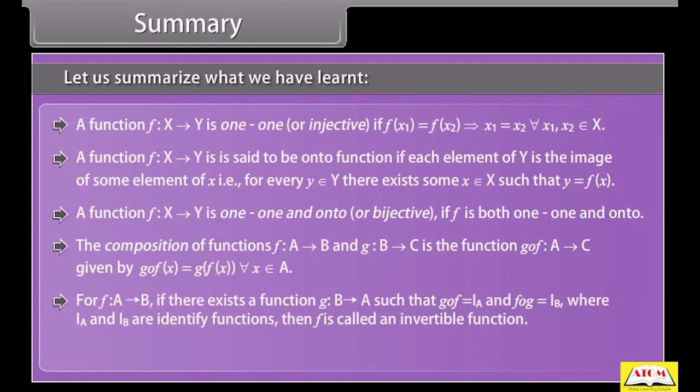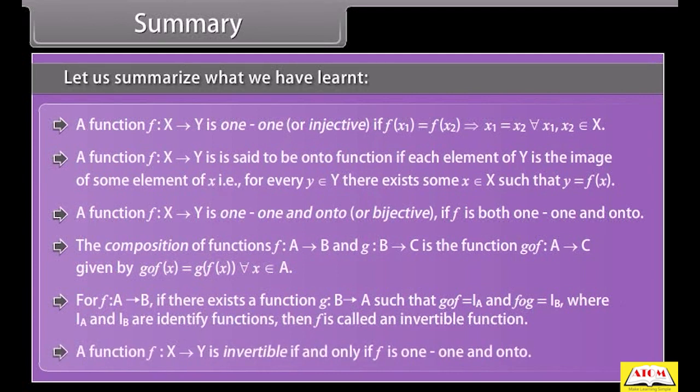For function f from A to B, if there exists a function g from B to A such that g o f equals I_A and f o g equals I_B, where I_A and I_B are identity functions, then f is called an invertible function. A function f from X to Y is invertible if and only if f is one-one and onto.